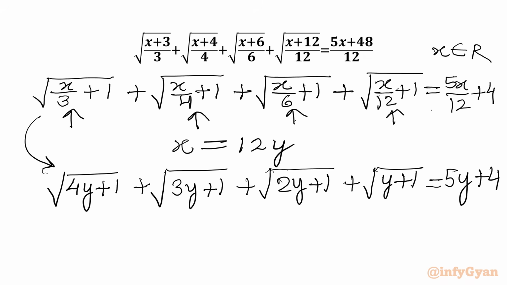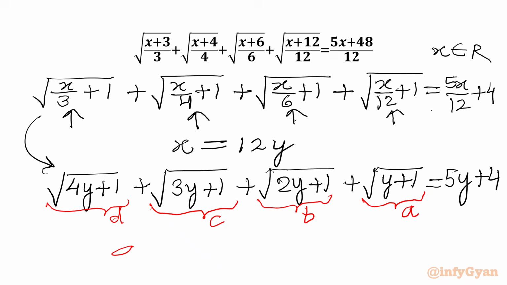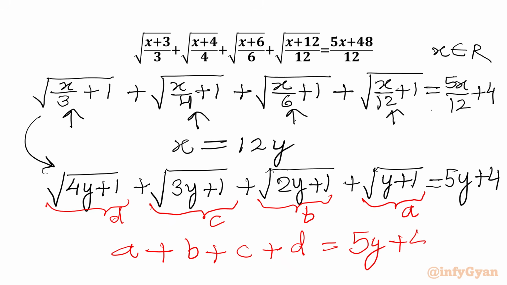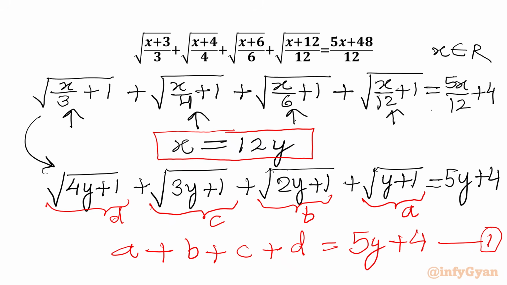Now we can use substitutions. Let's say the square root of y plus 1 is a, the square root of 2y plus 1 is b, the square root of 3y plus 1 is c, and the square root of 4y plus 1 is d. So we can get our first equation: a plus b plus c plus d equal to 5y plus 4. This is equation number 1. Remember our substitution is x equal to 12y.